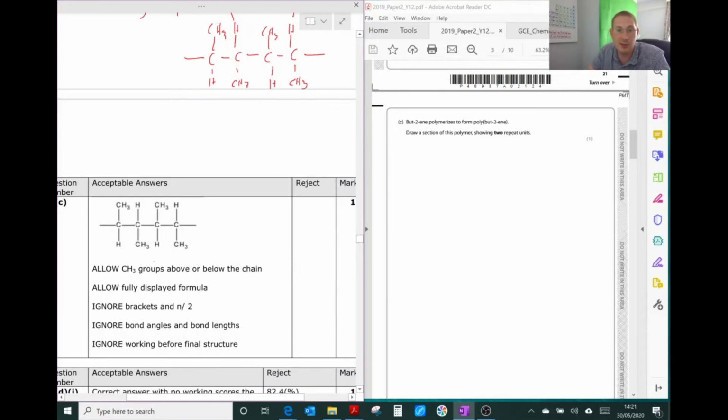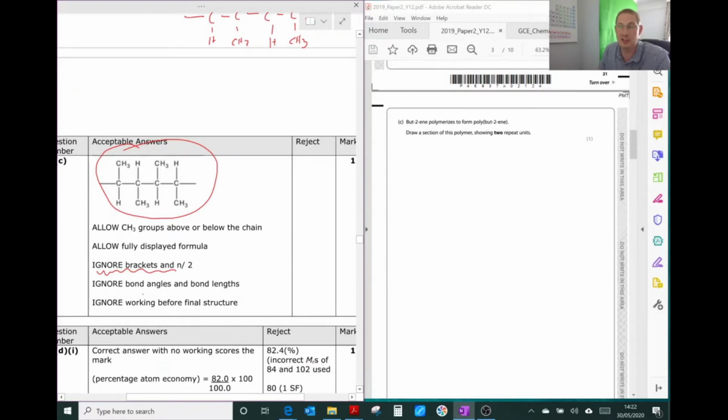Allow CH3 groups above or below the chain, allow fully displayed formula, ignore brackets and any ends, ignore bond angles and bond lengths, ignore working. All it wanted you to do was really show that you just know how butene is going to polymerize, and checking that you know what butene is as well.